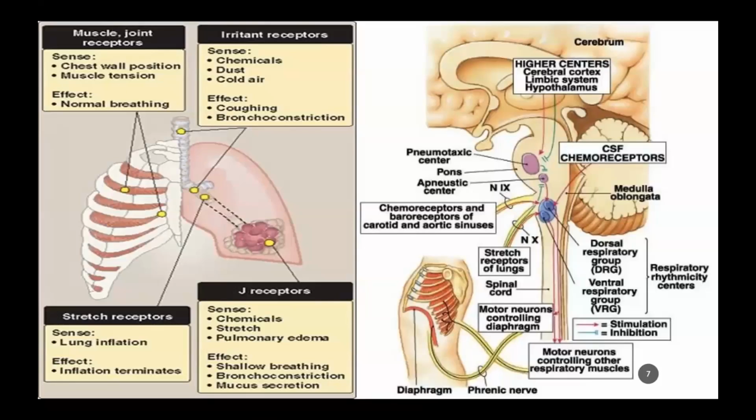So we're looking at our irritant receptors, muscles and joint receptors, chest wall, all those things. Then we look at stretch receptors and J receptors, and these are not just prominent receptors in these depicted locations. Stretch receptors, we're looking at lung inflation and inflammation termination, right? You can only take so big a deep breath before you can't no more. We look at our J receptors, sense of chemicals, again, stretch, pulmonary edema, shallow breathing, bronchoconstriction, mucus secretion, right?